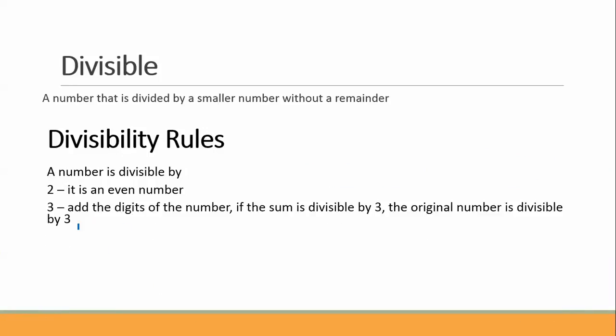A number is divisible by 3 if you add the digits of the number and the sum of the digits is divisible by 3. Then the original number is divisible by 3. So, for instance, 1,233. If we add those digits, we get 1 plus 2 plus 3 plus 3. So 1 plus 2 is 3, plus 3 is 6, plus 3 more is 9. 9 is divisible by 3, so 1,233 is divisible by 3.